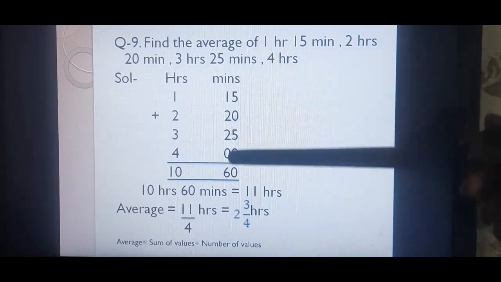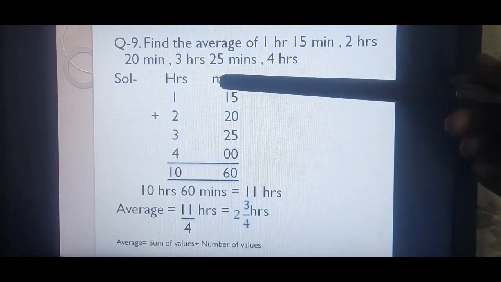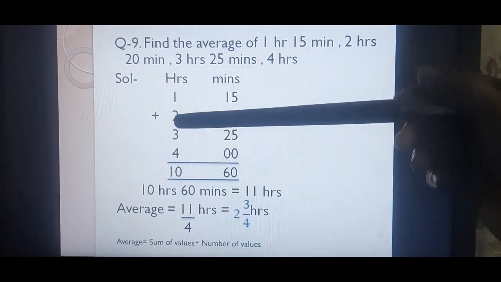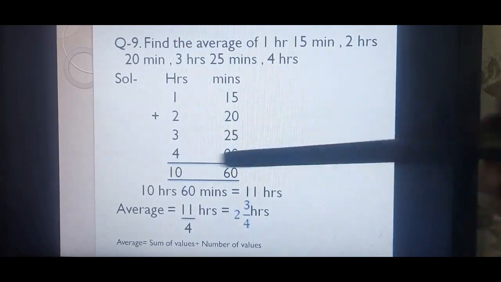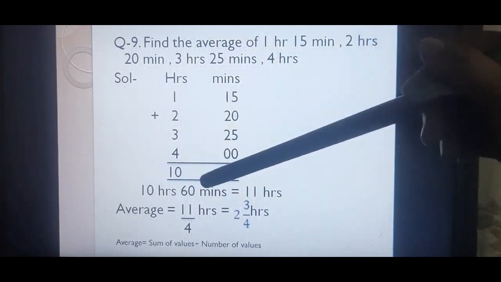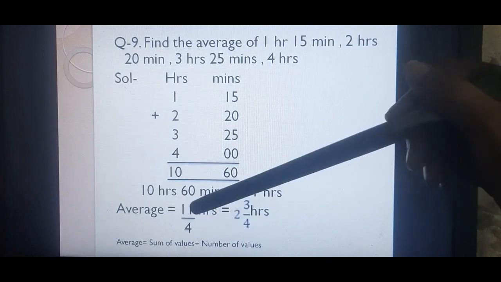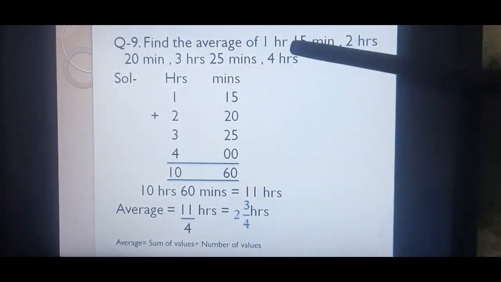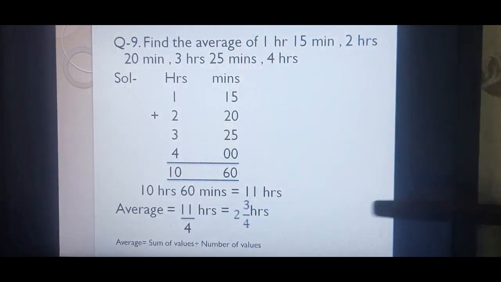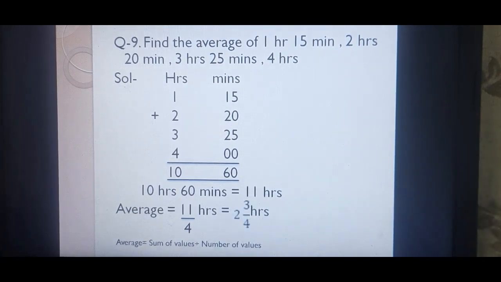Understood? And then we will do addition. 5 plus 5, 10, 0, 1 carry. 1 plus 2, 3, 3 plus 2, 5, 5 plus 1, 6. 1 plus 2, 3, 3 plus 3, 6, 6 plus 4, 10. 10 hours 60 minutes. 60 minutes is 1 hour only. So 10 hours plus 1 hour is 11 hours. Average is equal to the sum of the values, 11 hours, divided by the number of values, 1, 2, 3 and 4. So 11 hours upon 4. After division we will get 2 whole 3 upon 4 hours. Clear?